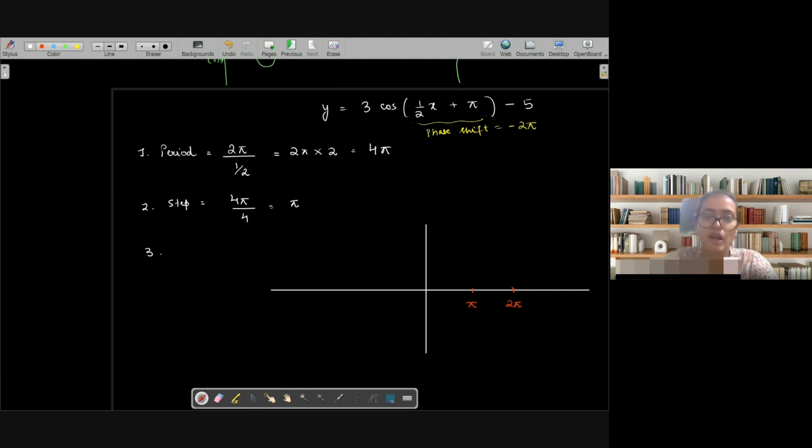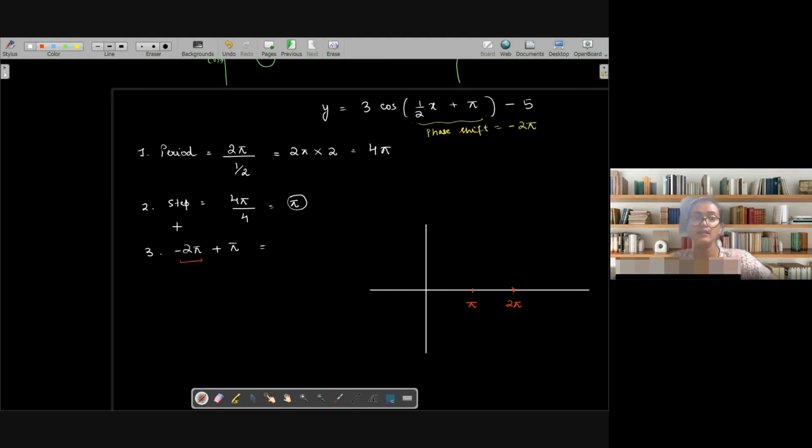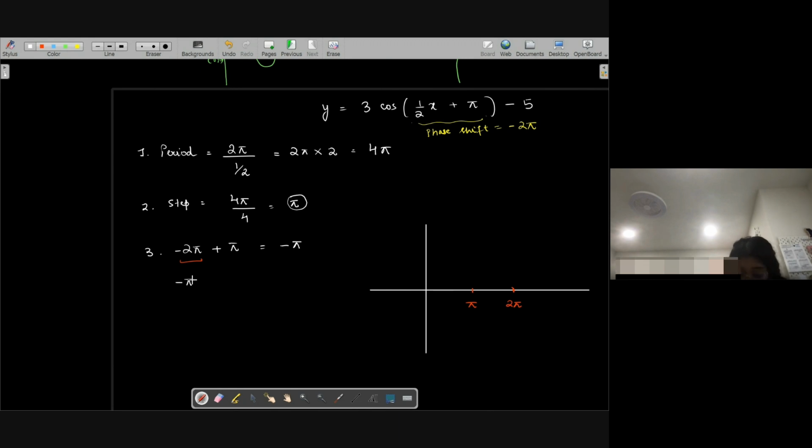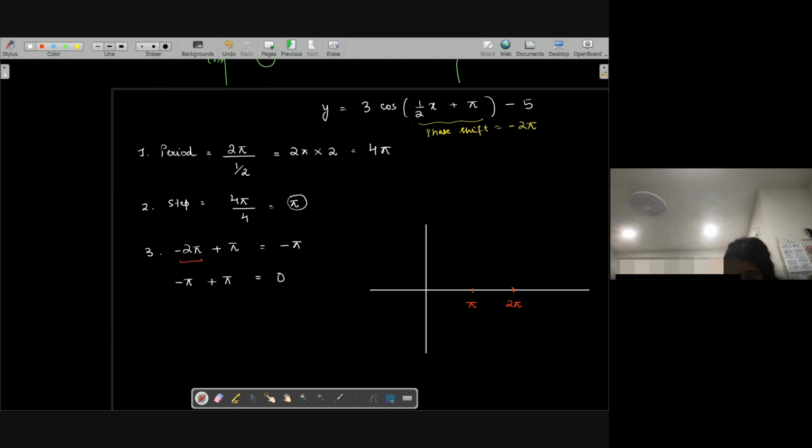So you have to start the graph from -2 pi. You can actually plot. Okay, -2 pi is the starting point. Now keep adding the step. So -2 pi plus pi is going to be -pi. Then -pi plus pi is 0.